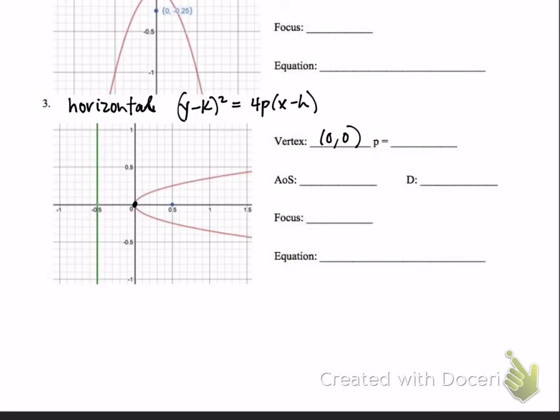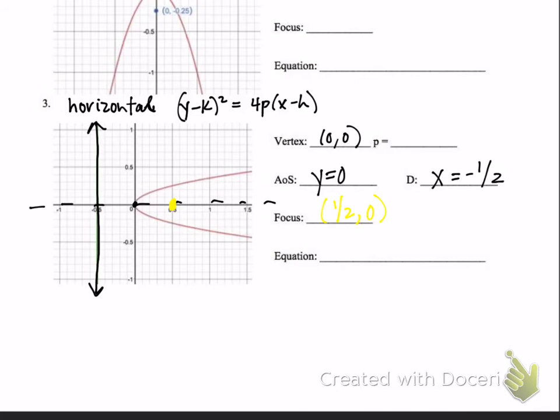Then my axis of symmetry is where I cut the parabola in half. It is a horizontal line, so that means that it is y equals 0. My directrix is the line that is opposite of my vertex, so it would be x equals -1/2. My focus is the point that is towards where the parabola is going. So that ordered pair would be what? 0.5, 0, or 1/2, 0.